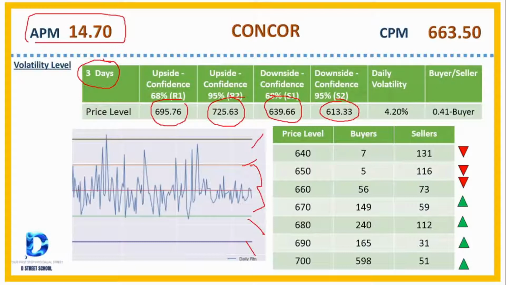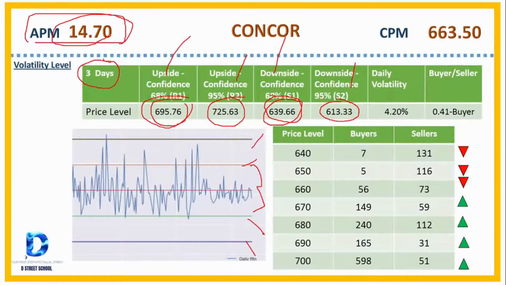So this is layman language. If I want to say it technically, R1 and S1 would be standard deviation one, and R2 and S2 would be standard deviation two. I would recommend you to initially stick with standard deviation one. The range we said, 639 to 695, is because the average price movement would be 14 rupees 75 paise, right? So if we start with this range, we can expect around 44 points.